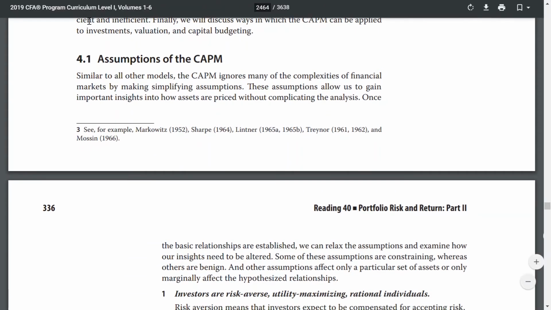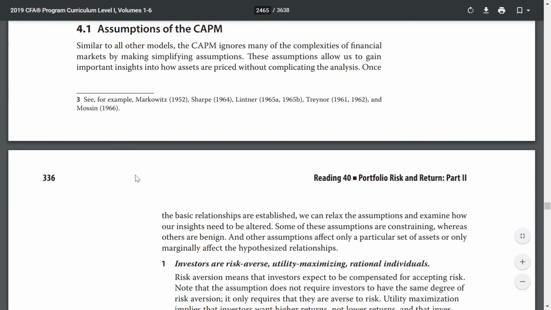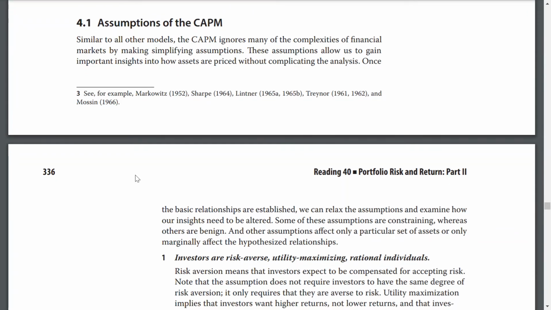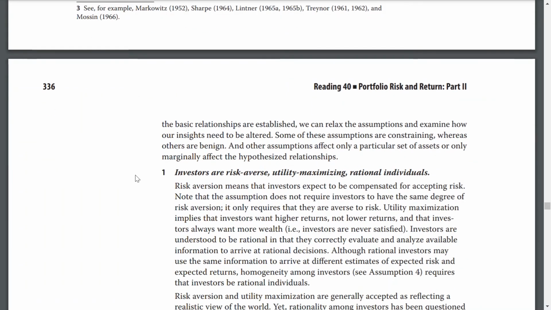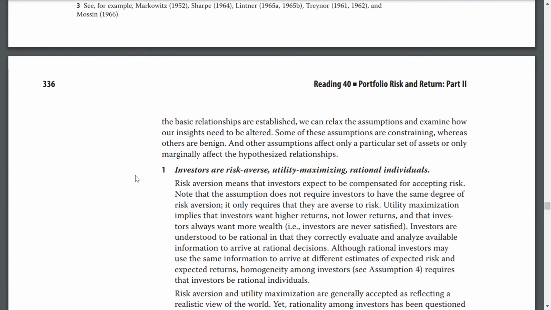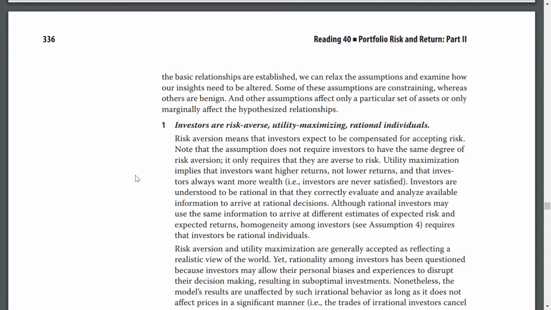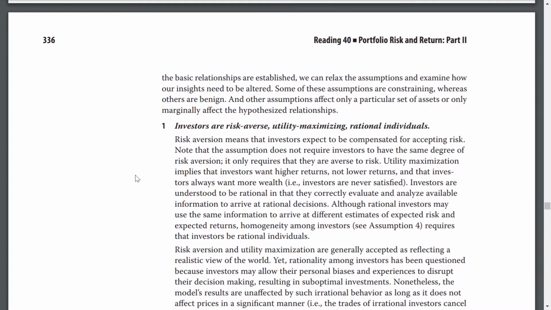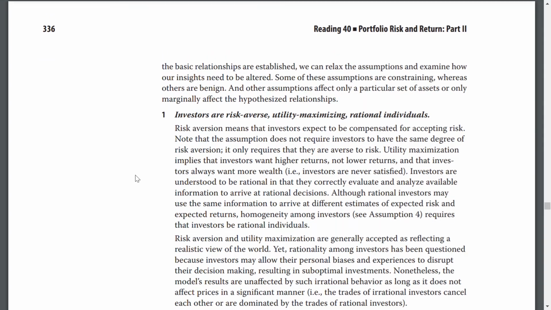Assumptions of CAPM. Similar to other models, CAPM ignores many of the complexities of financial markets by making simplifying assumptions. These assumptions allow us to gain important insights into how assets are priced without complicating the analysis. Once the basic relationships are established, we can relax the assumptions and estimate how our insights need to be altered. Some of these assumptions are constraining, whereas others are benign. And other assumptions affect only a particular asset, a set of assets, or only marginally affect the hypothesized relationship.